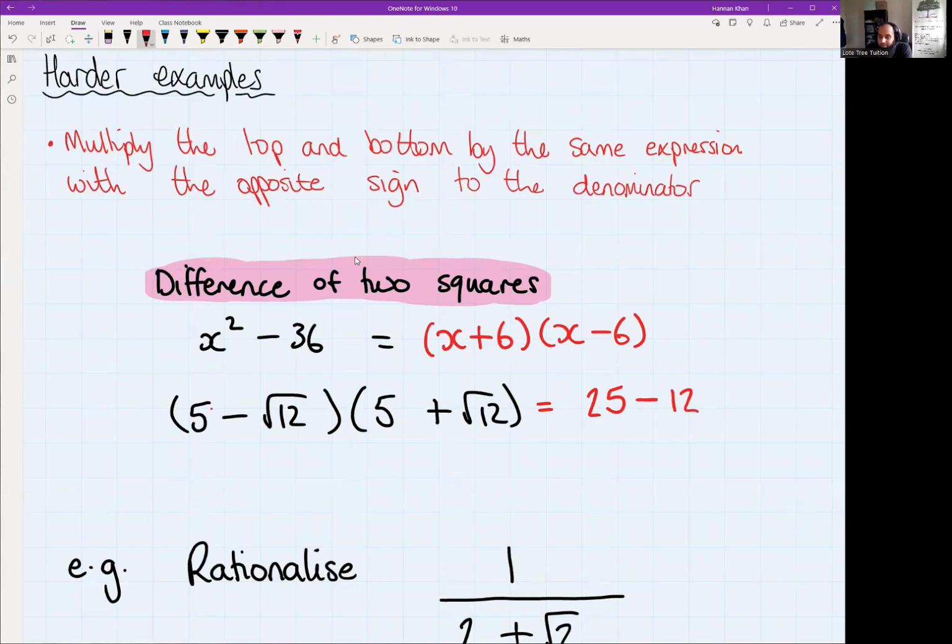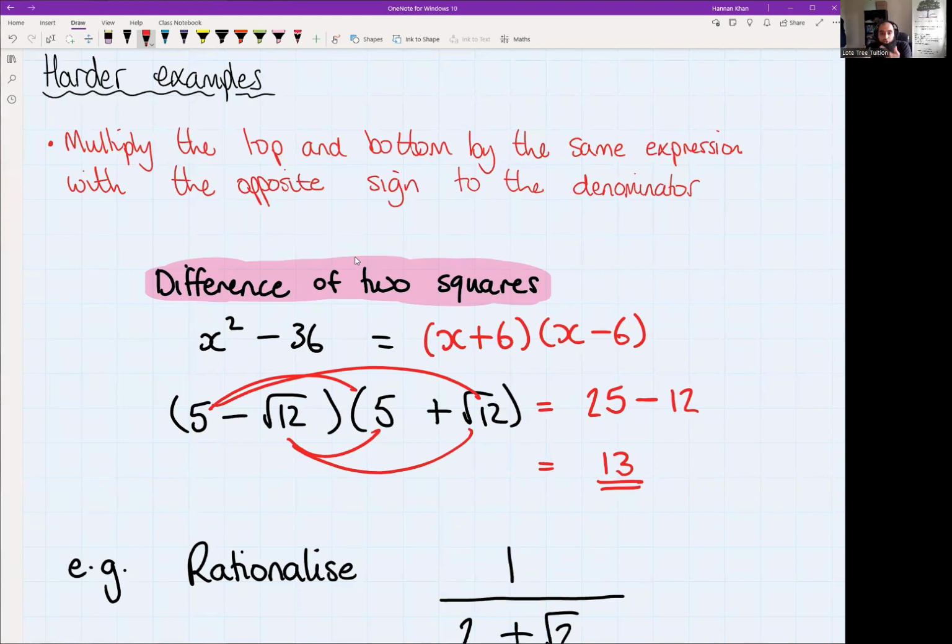Now, you could work this out by doing FOIL, okay, just to prove it. If you want to, you can do that on paper. Do it on paper, and you'll see that you end up getting 25 minus 12, okay? And that is just 13. Now, notice how we had a surd in there, and that surd has been eliminated, okay?